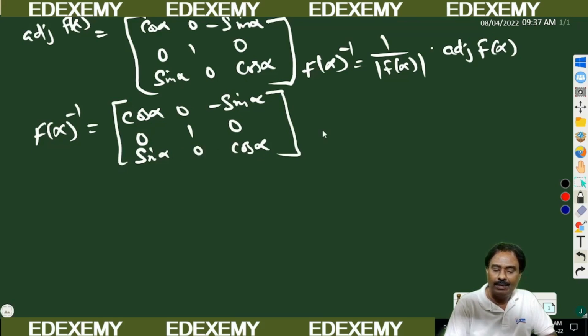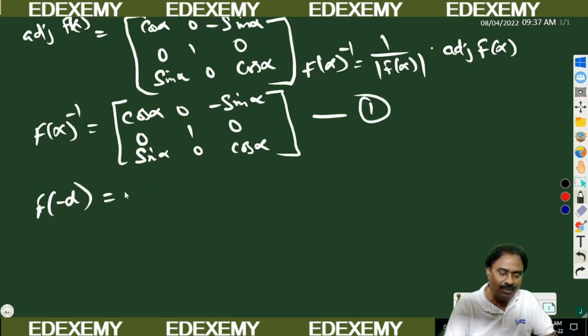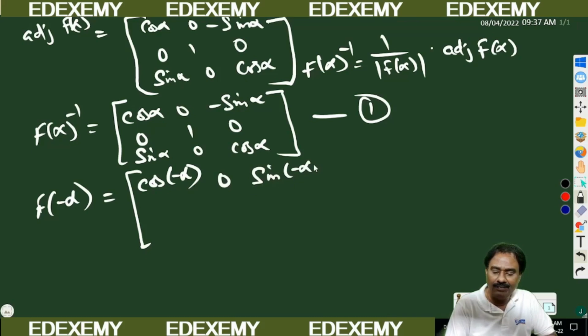Now the problem is almost finished. Now what is f of minus alpha? In f of alpha, wherever you find alpha, you put minus alpha. You substitute minus alpha instead of alpha in the given problem. What is the given problem? Cos of alpha. So f of minus alpha means cos of minus alpha. You put 0 here. Here sin of alpha will become sin of minus alpha.